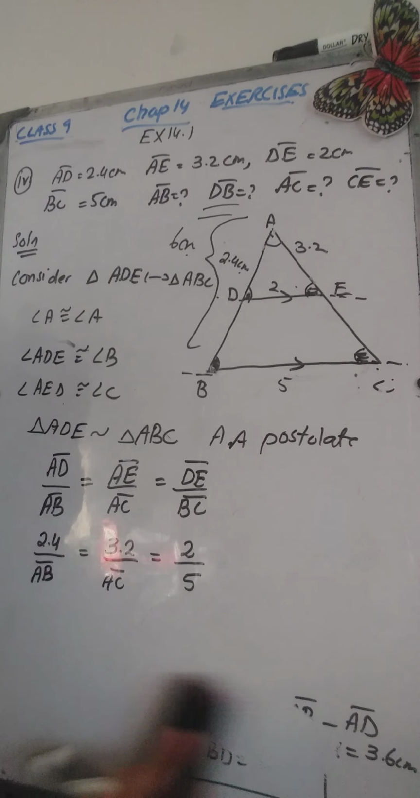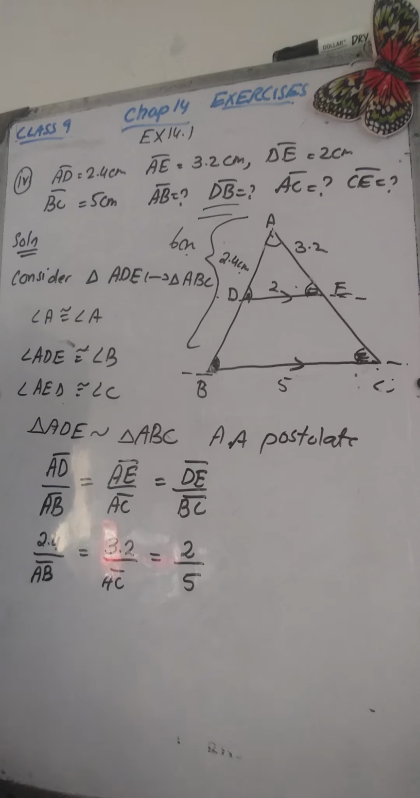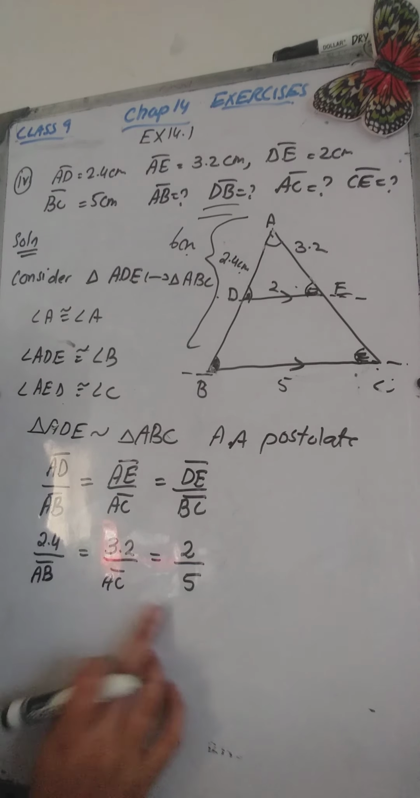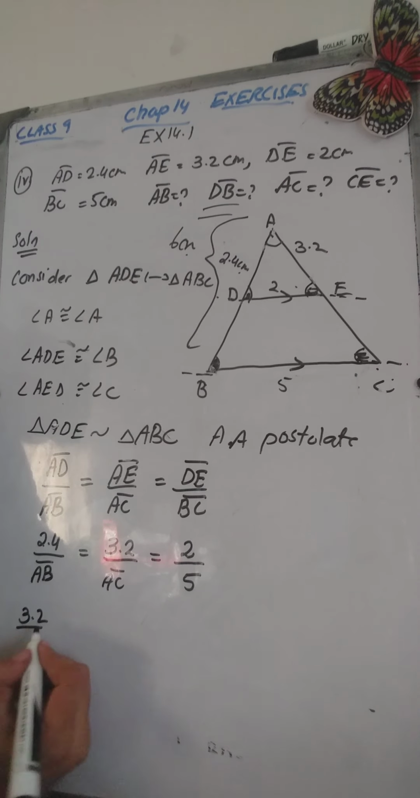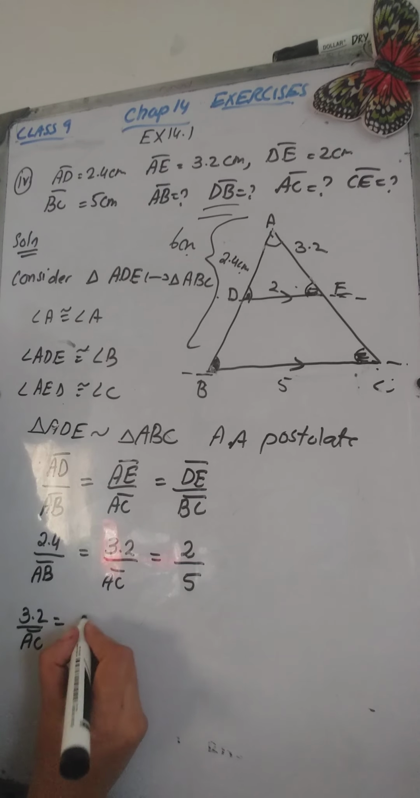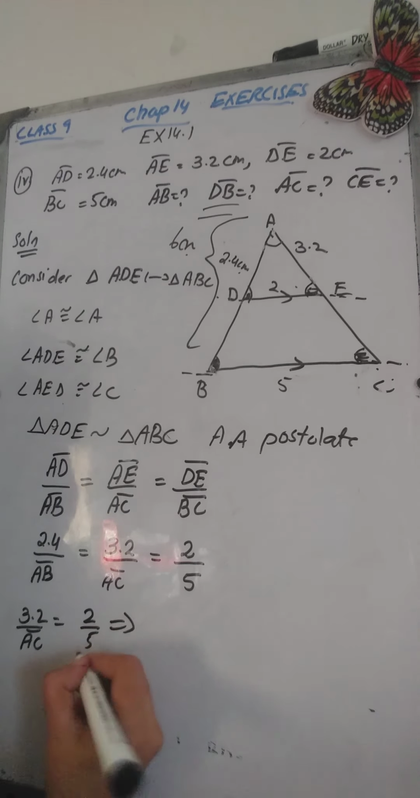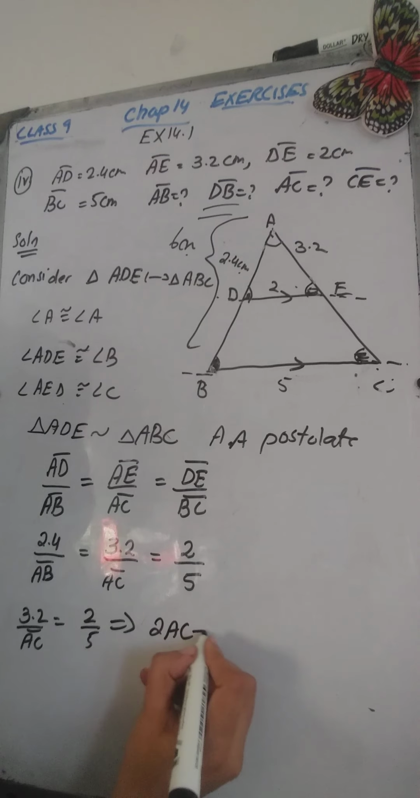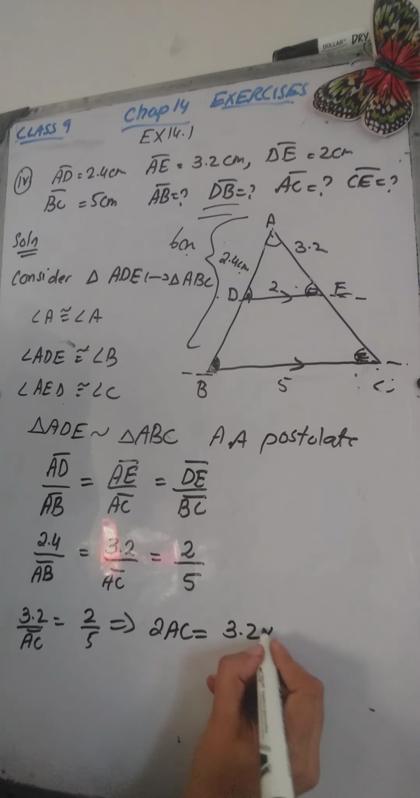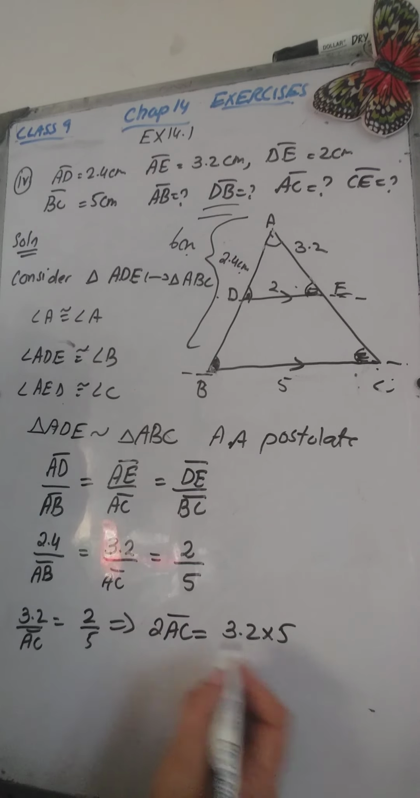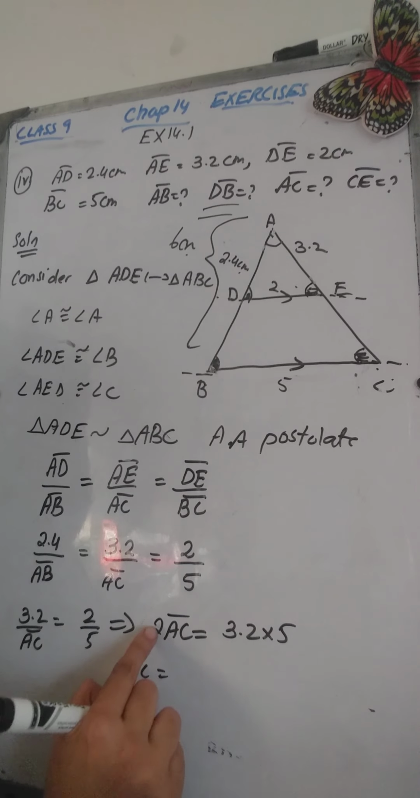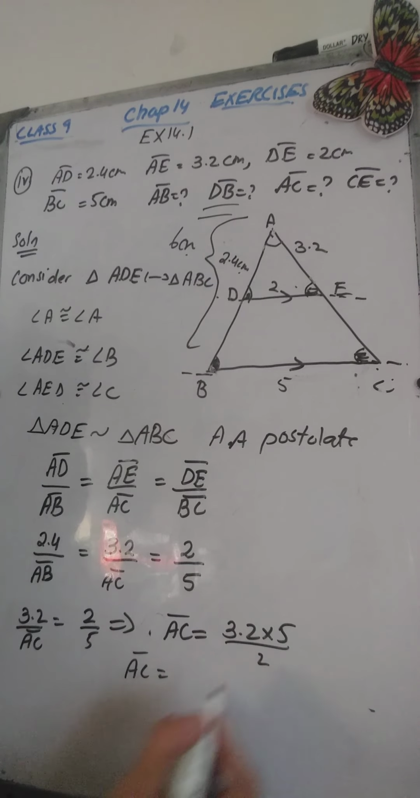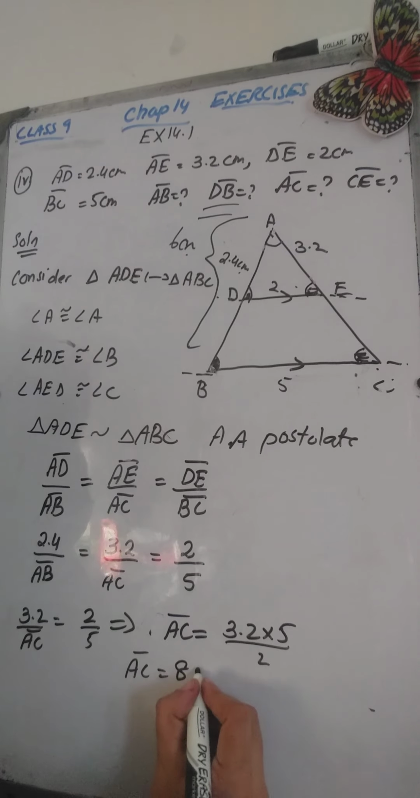To find the value of AC, again we will start from here, taking these two ratios to be equal. 3.2 over AC is equal to 2 by 5. So this implies that twice of AC will be equal to 3.2 into 5. By doing cross multiplication, AC will come out to be, shifting this 2 to the right hand side and calculating it, 3.2 into 5 divided by 2, this gives us AC to be equal to 8 centimeter.